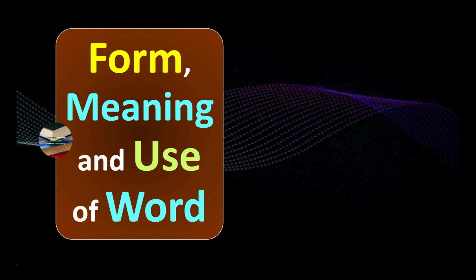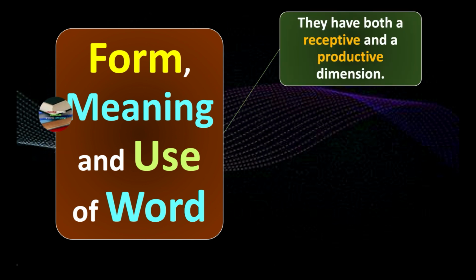We continue our discussion. Form, meaning, and use of word, all three together, have both a receptive and productive dimension. Receptive is when you receive something, observation of something, understanding or comprehension of something, and productive is when you speak or when you write, that is to say, the expression, your way of telling something to someone.